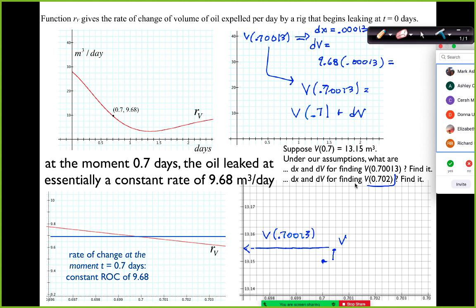So what's the change in x here? Let's do it fast. What's the change in x for 0.702? 0.002. Good. And where is that? Is that right here? Yep. So there's dx equal to 0.002. And what will dv be? Elizabeth? It would be 0.002 times 9.68. Right. Anybody? So can someone, while I'm writing, can someone crank that out?